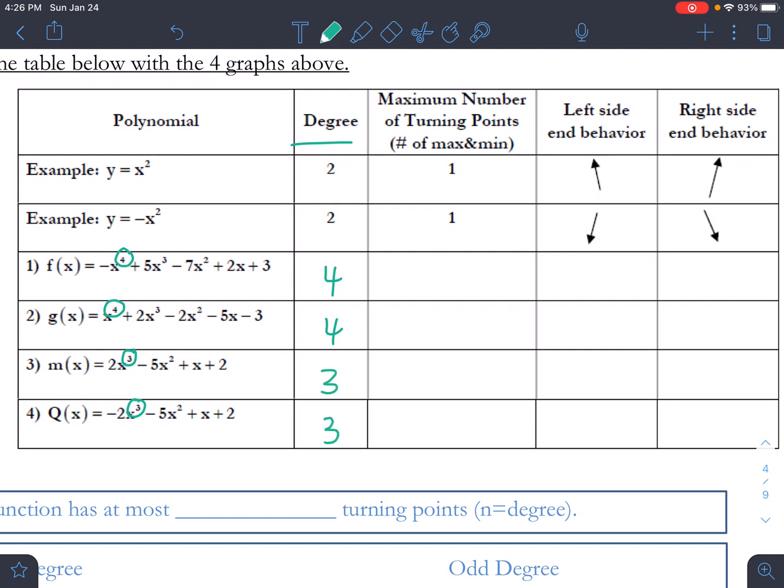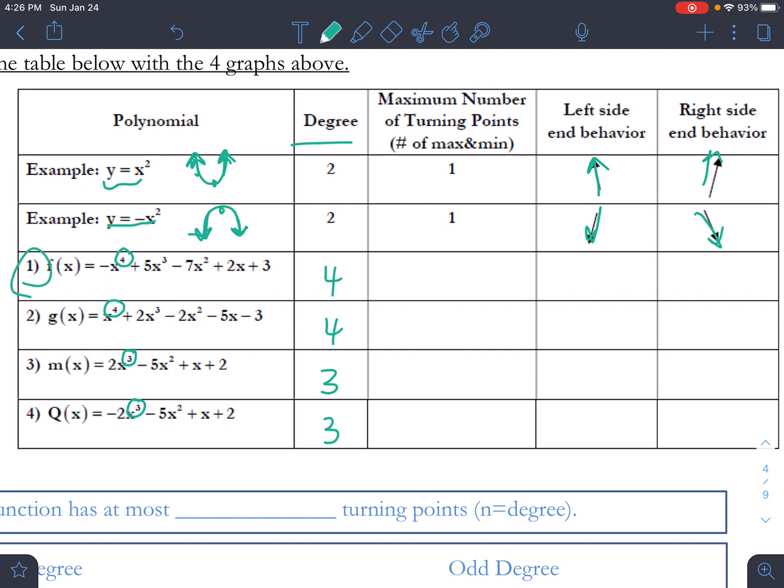Okay, I want you guys to notice the two examples given were x squared, which looks like this, and negative x squared, which looks like that. These are both degree of 2. They have one max or one min. Okay, and either we went up for those left and right end behaviors, aka infinity, infinity, or down, down, negative infinity, negative infinity. Okay, so that's what we're going to be doing for these.